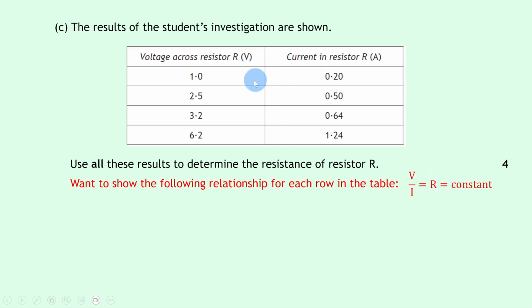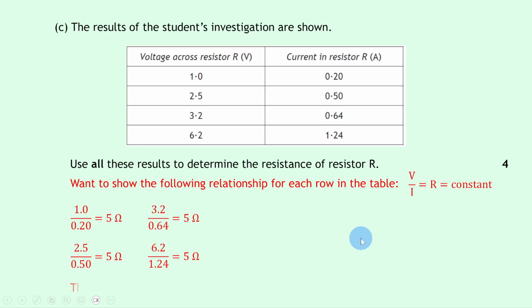So doing that for the first row in the table, if you do 1.0 divided by 0.20 in your calculator, you'll get 5 ohms. Doing it for the second row now, you get 2.5 divided by 0.50, which again gives you 5 ohms. For the third row, we have 3.2 divided by 0.64, which again should give you 5 ohms. And lastly, 6.2 divided by 1.24, again will give you 5 ohms. And it's a good idea to state the final result, so we've said that voltage divided by current, which is equal to the resistance, is equal to 5 ohms.